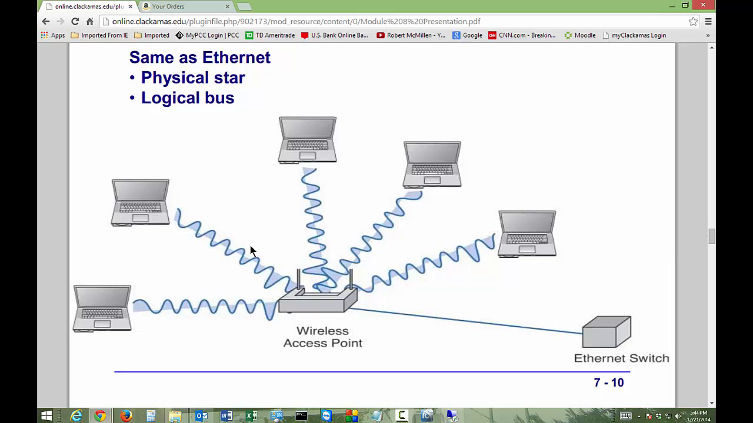So it's very similar. A wireless access point is very similar to the star type of setup. You have the Ethernet switch connected over to the access point, and then they're all connected to it. Now, it's also similar to the logical bus setup.